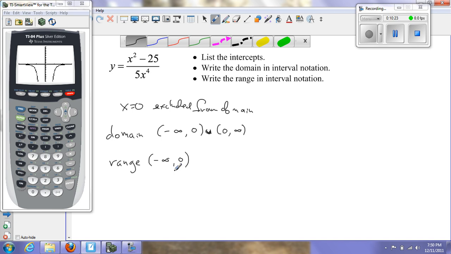My y values, my range, are going to range all the way from negative infinity, and they're going to come almost up to 0, but they're never going to touch it. So that would be the answer to this question.